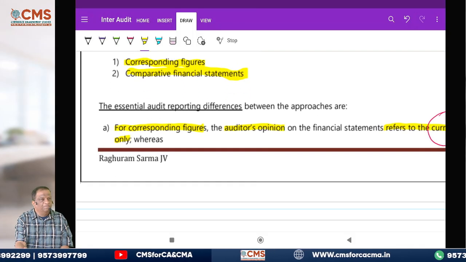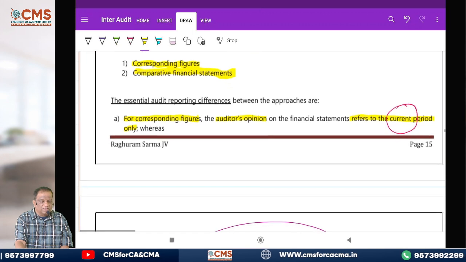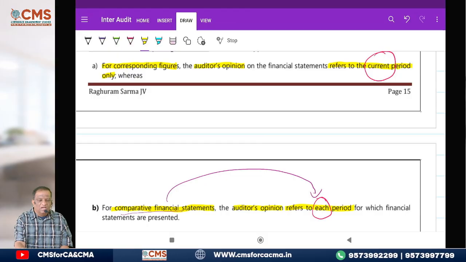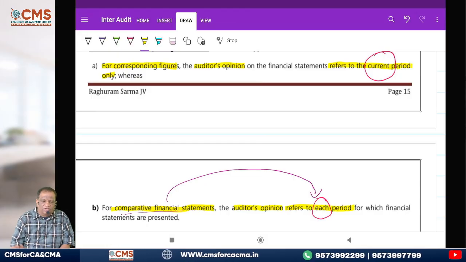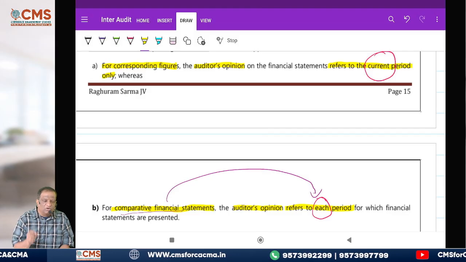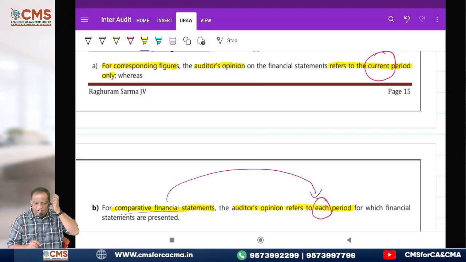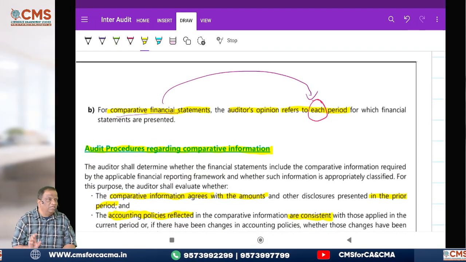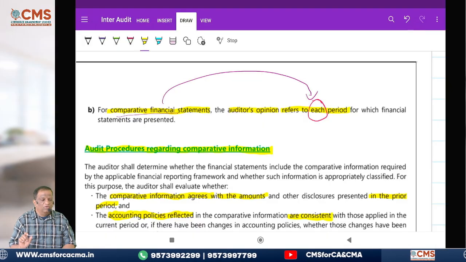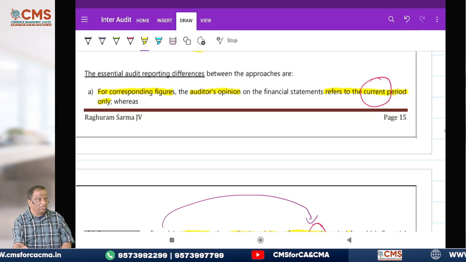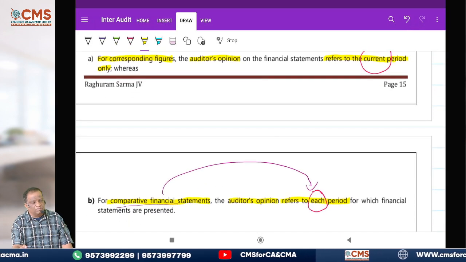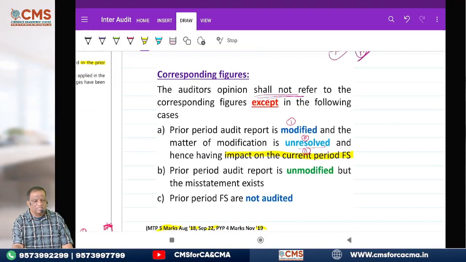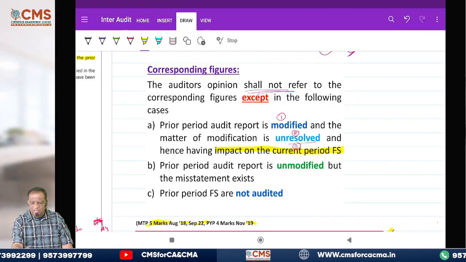The corresponding figure is the one which we generally follow, in the Schedule 3 format. Whenever you give the previous year, we are following this method, corresponding figures. Under this method, the auditor does not refer to the previous year, though you are giving the numbers; the audit opinion will refer only to the current period. He will not be referring to the previous figures. Whereas in comparative financial statements, the audit opinion refers to each period. That is the difference between comparative financial statements and the corresponding figures method. Our Schedule 3 presentation is basically the corresponding figures method. Then there are 2 points that will come. First is clarity in beginning terminology.